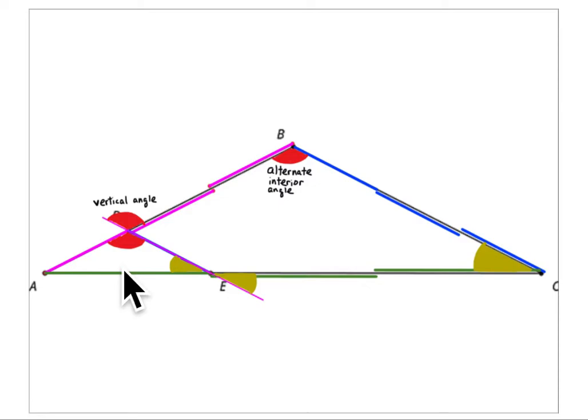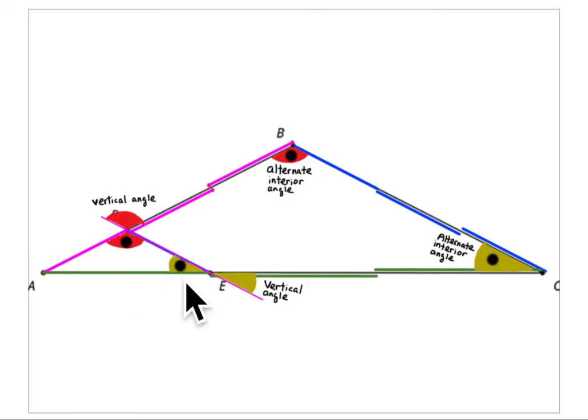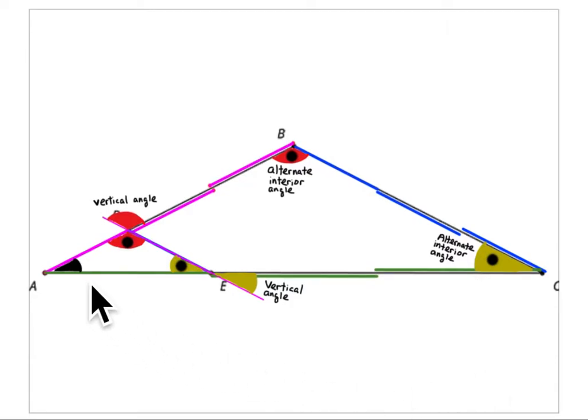Vertical angle, alternate interior angle, vertical angle, alternate interior angle. And so these angles are congruent, these angles are congruent, and this angle is congruent because it's the same angle. This shows the movement of the rotation. So you're rotating this around to end up right here, rotating this around to end up right here.